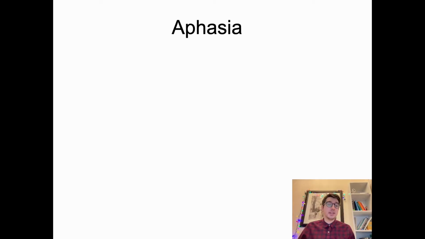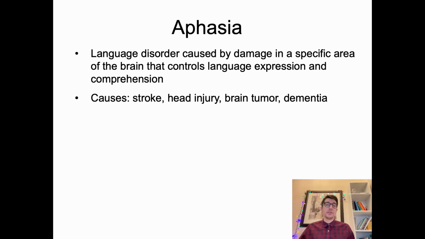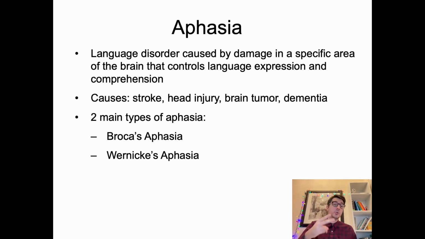Aphasia is a language disorder caused by damage in a specific area of the brain that controls language expression and comprehension. The causes of aphasia are stroke, head injury, brain tumor, dementia, and there are two main types of aphasia: Broca's aphasia and Wernicke's aphasia, the two types that we are mostly concerned with. They are named by the damaged brain locations, and these two happen to be involved in speech production and perception. What is important to emphasize is that aphasics do not have an impaired intellect, as I said in the previous slide. They are as smart as ever, but they have language production and perception issues.